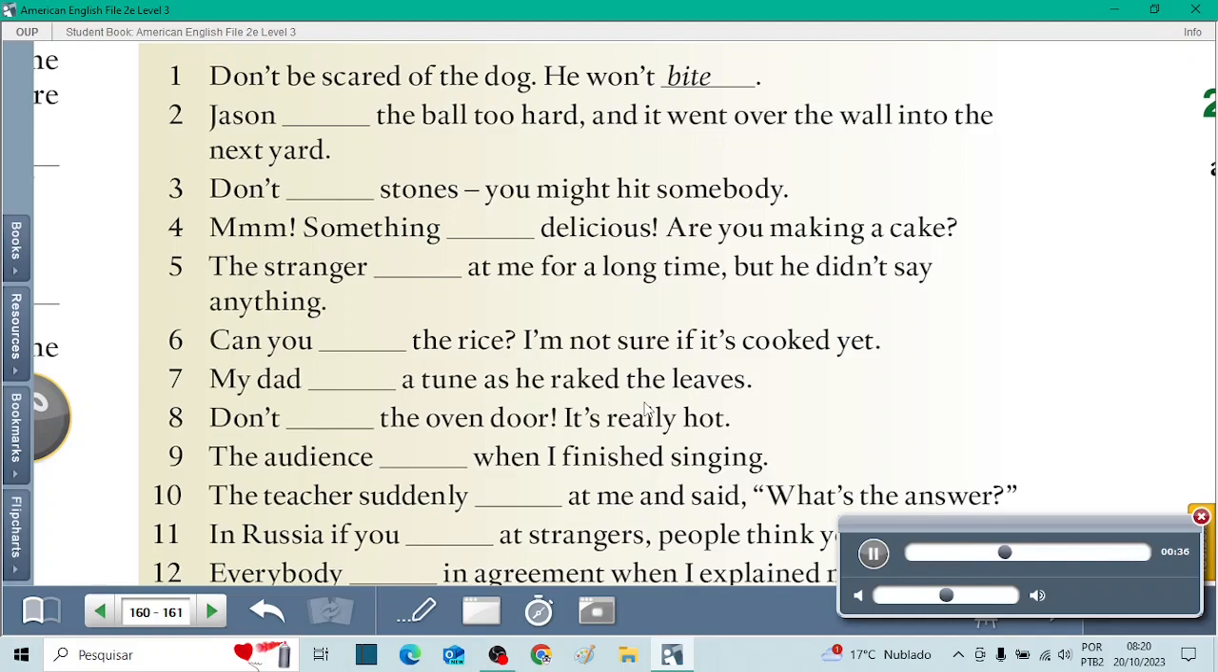5. The stranger stared at me for a long time, but he didn't say anything. 6. Can you taste the rice? I'm not sure if it's cooked yet.